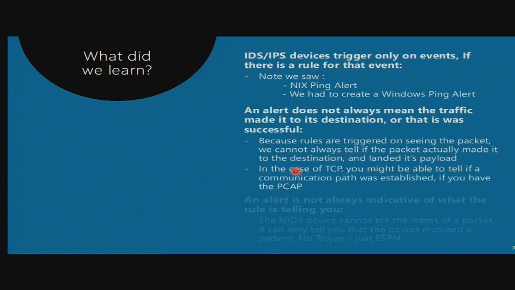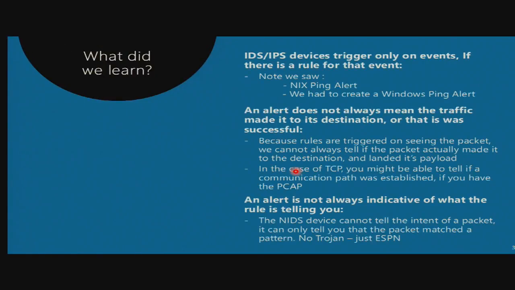So just some lessons learned, right? These are very high level, and there's probably a much longer list than this, but just from the talk. First off, IDS and IPS devices only trigger on events if there's a rule for that event, right? That is for Snort, Suricata, that kind of stuff.